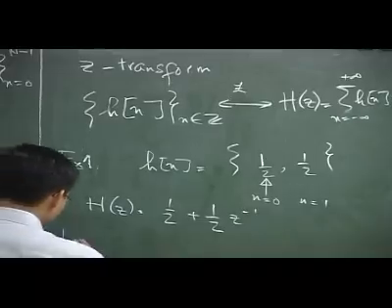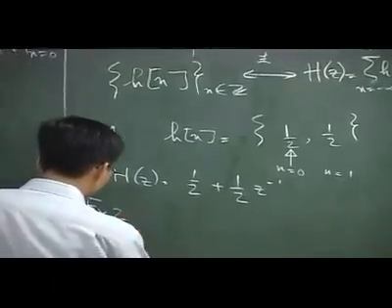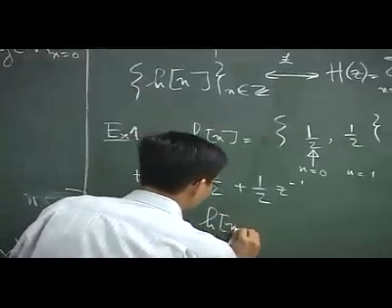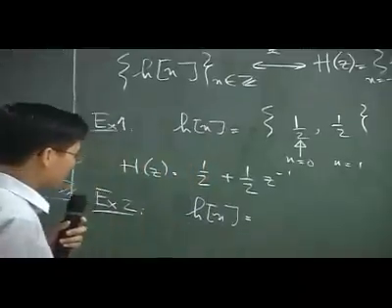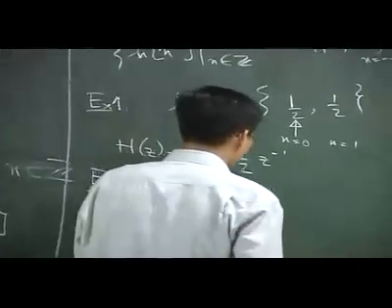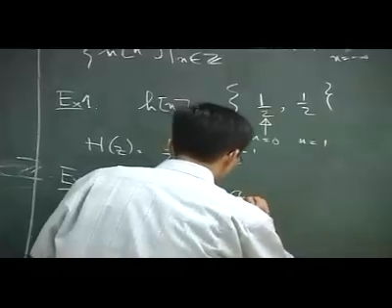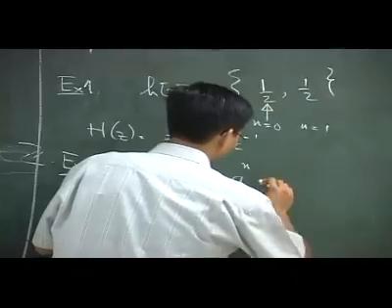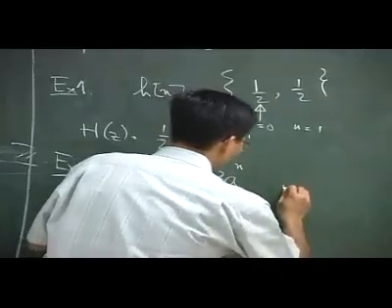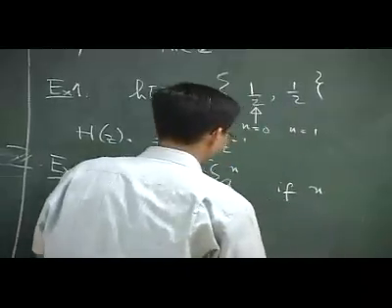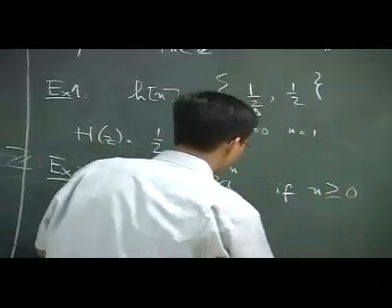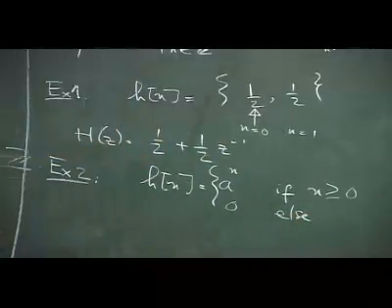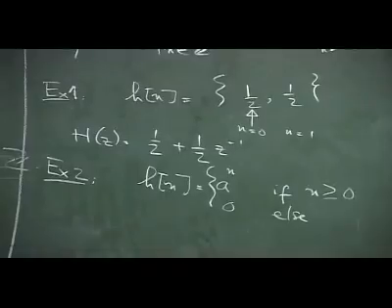Another example, example 2 here. So now I have this filter h[n], but now I make it a little bit more complicated, and I make it equal to a to the power of n, if n is greater than or equal to 0, and 0 else. So that is a second example of another filter.